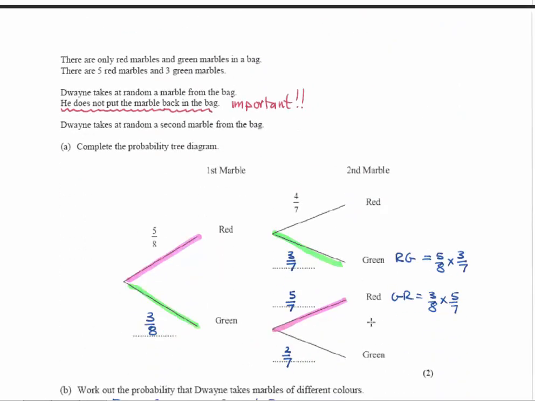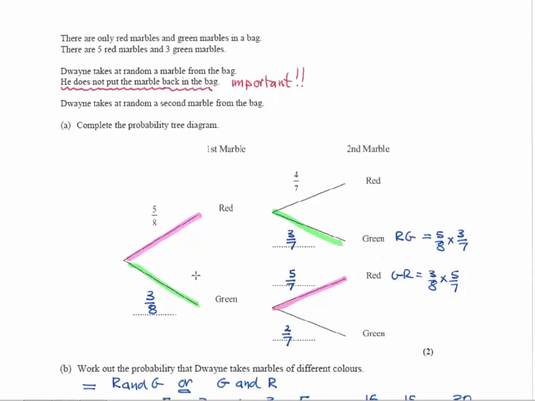Here, you've got a slightly more difficult question, just in really putting the probabilities in. The way you're going to use the tree diagram will be the same. So there are only red marbles and green marbles in a bag, and there are 5 red marbles and 3 green marbles. So this is the important thing. She takes at random a marble from the bag, and he does not put the marble back in the bag.